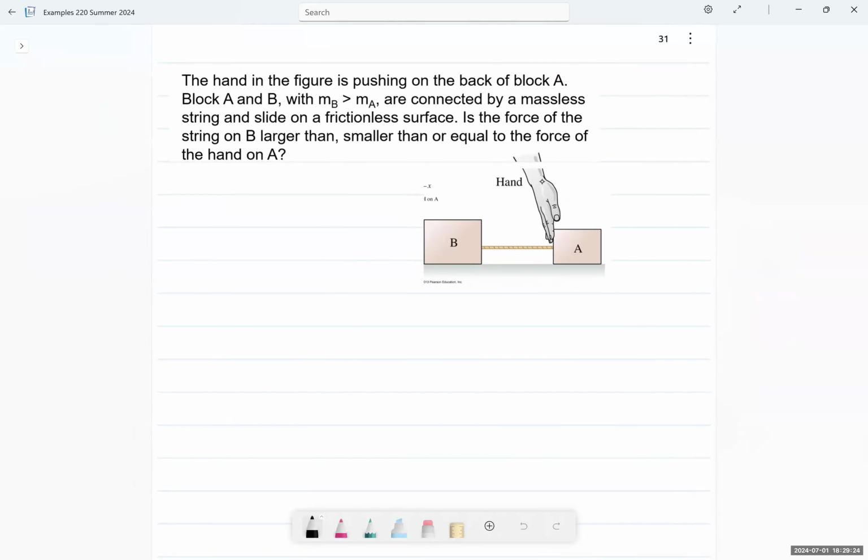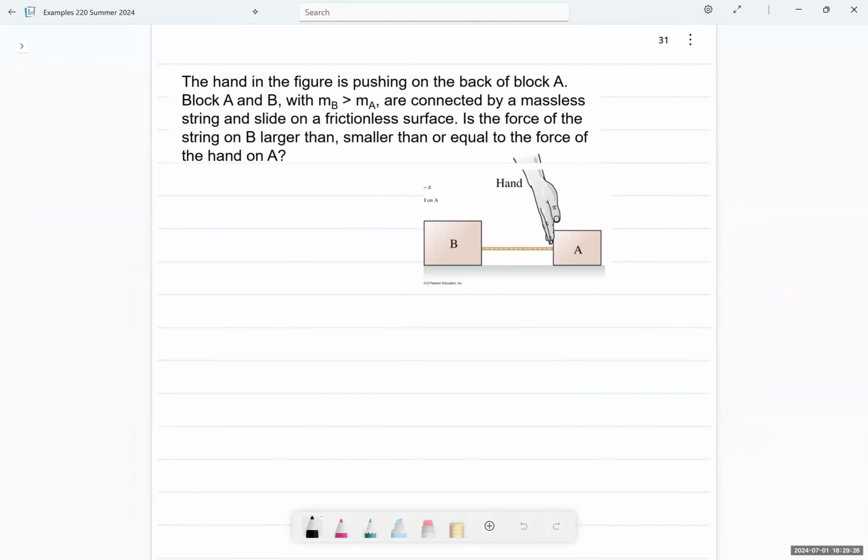Here, we start with something like this, kind of similar to what I just did. Imagine you have two blocks, block A and block B. There's a hand in the figure that is pushing on the back of block A. We're going to take the mass of B, which we can see from the picture as well, right? Block B is a little bit bigger, so we can assume it has a bigger mass. So M of B is greater than M of A.